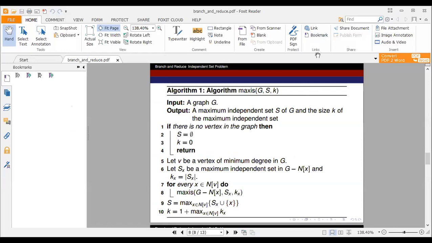No, sir, I think I got it. I was having a problem with this Sx thing. Then I realized that we are propagating the maximum independent set from below and then attaching our nodes. So that is this Sx and Kx. Yes, sir. Thank you, sir.